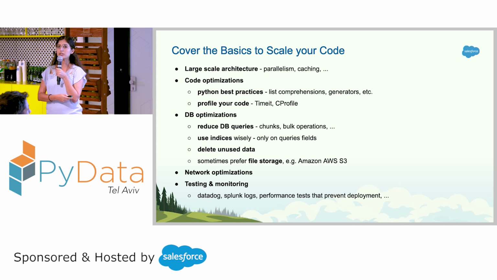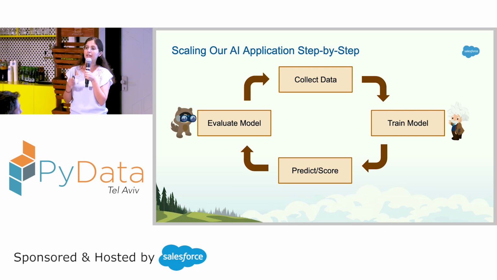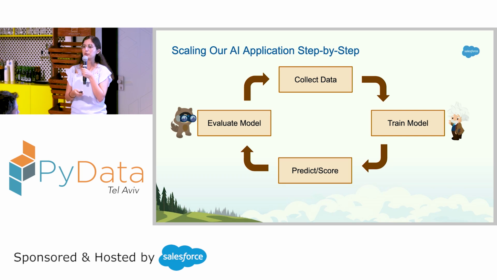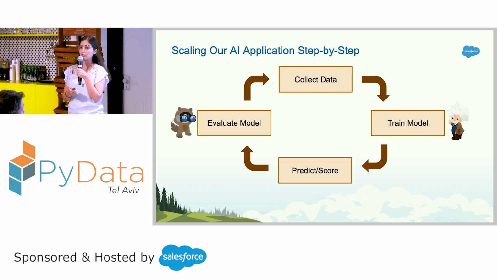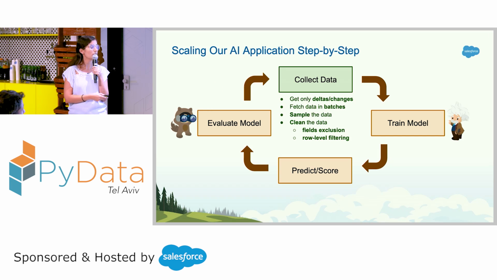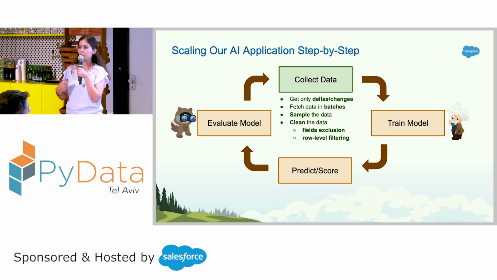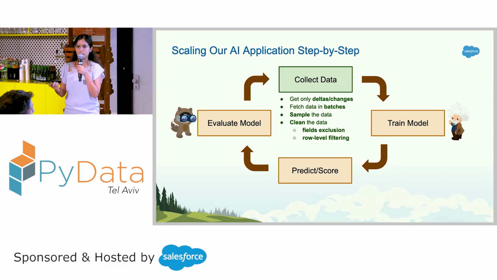And once you have the basics covered, how do you actually scale your AI application from the AI perspective? How do you do that step by step? From collecting the data, through training, through the prediction phase, and finally the evaluation phase. So let's start with collecting the data. When we first collect the data, we only get the deltas. When we get leads, we only get new and updated leads. We don't need to refetch the data all over again. So that's one very simple optimization.